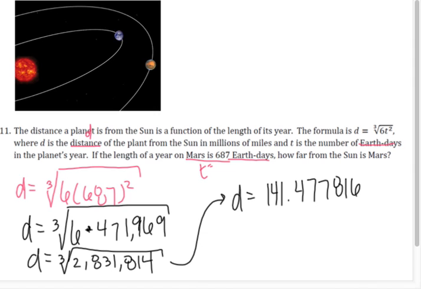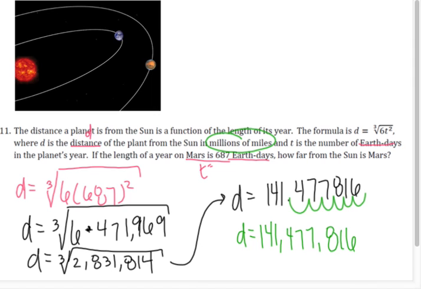But what is the trick here? They're telling me the distance is in millions of miles. So I'm going to go ahead and put it in millions of miles. So I'm going to move the decimal over 6 places to represent millions. So the distance is 141,477,816 miles. That is the distance.